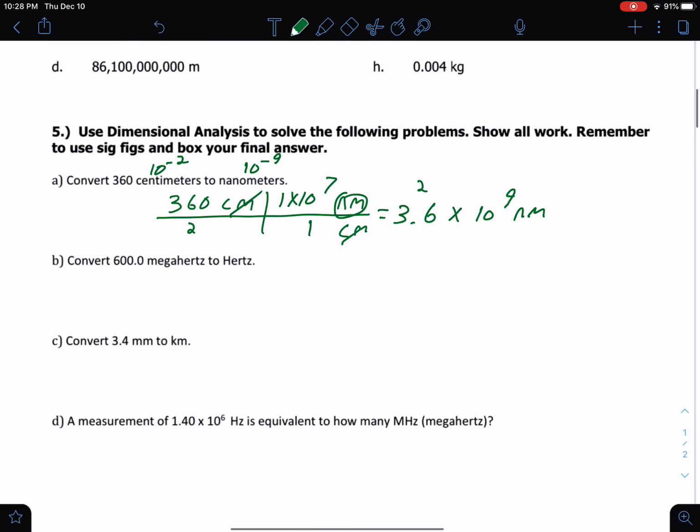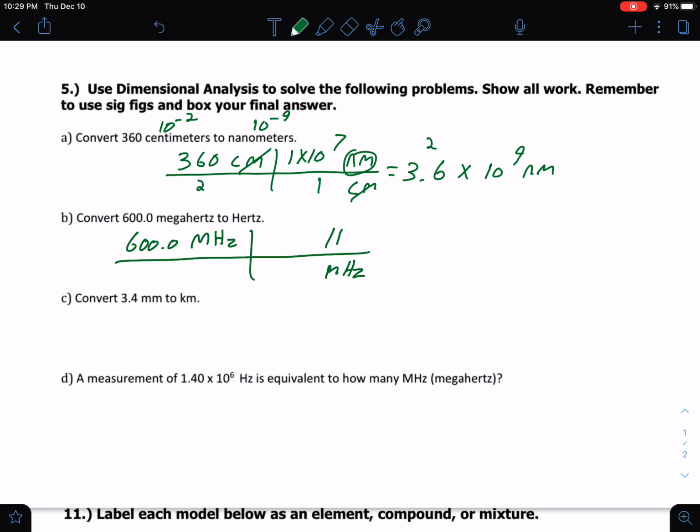Next one, part B, we're going to do 600.0 megahertz to hertz. So we're just going to start off with what we're given. So 600.0 megahertz. This is going to be a big M, so MHz. That's my first step. Next thing is I'm going to bring this megahertz down to the bottom, and then I'm going to have hertz on top.